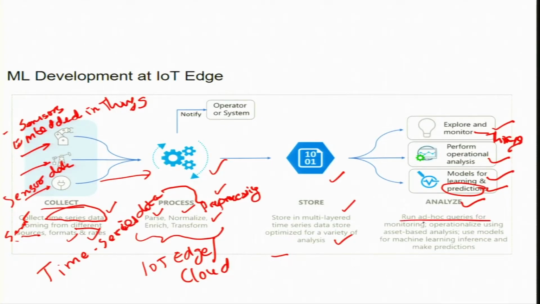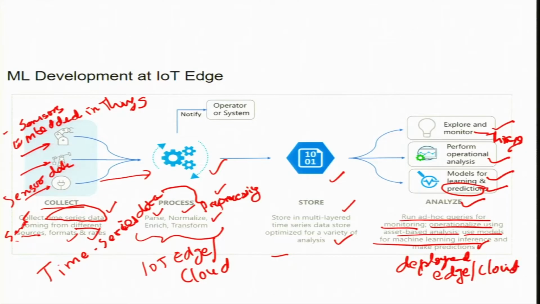So, analysis is just to run ad hoc queries for monitoring the environment, or operationalize using asset based analysis, or use the machine learning algorithm to train the model, and this trained model is often deployed in the cloud or at the edge to make predictions, and these predictions are often used for business intelligence or business logic.